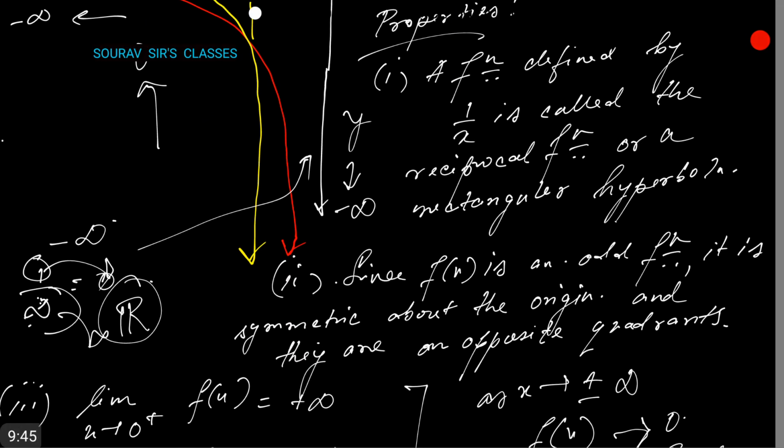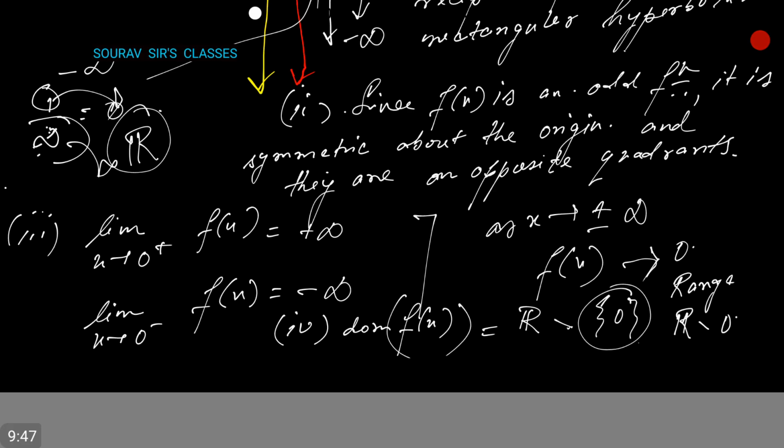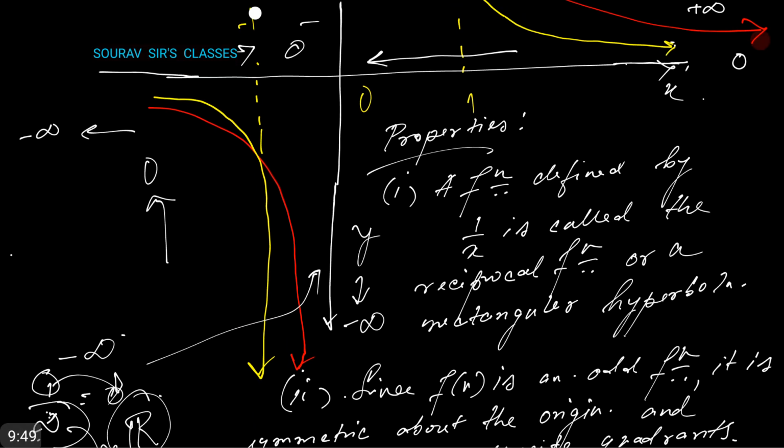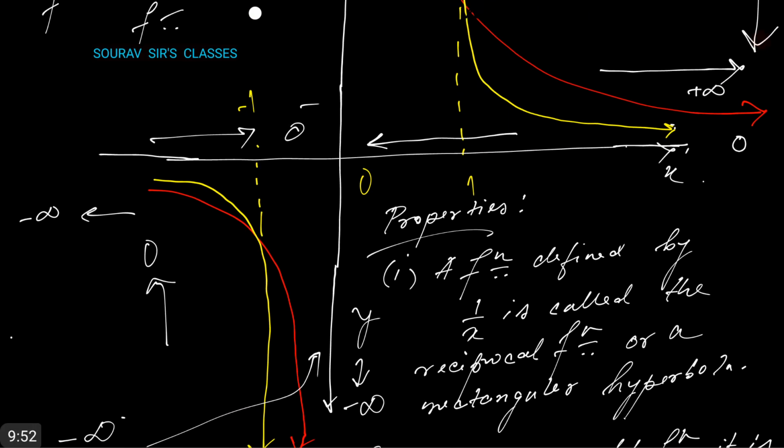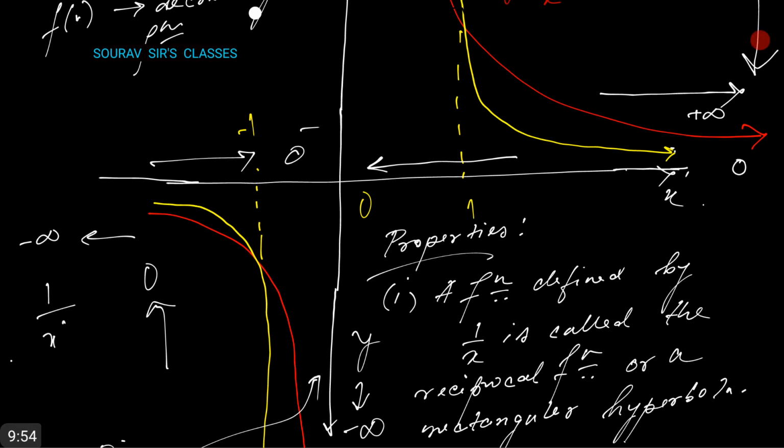Okay, I guess that's it for this video. We'll be generalizing functions of the form 1 by x squared in the next video.